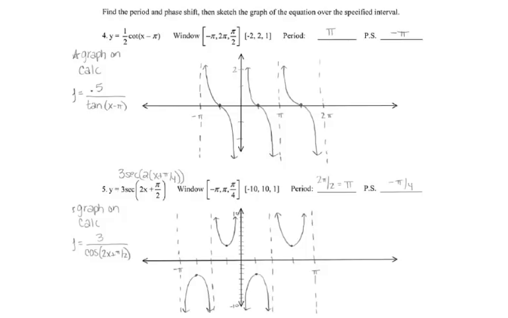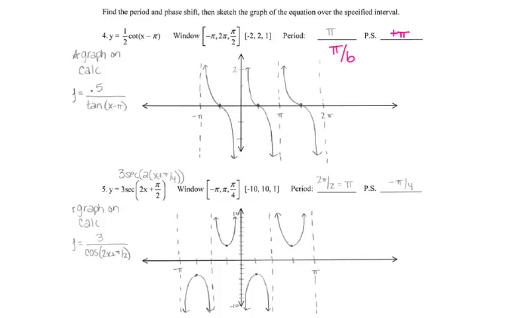For 4 and 5, you're graphing on the calculator again. It's just that you're graphing the inverse trig functions. Same thing with the windows, x min, x max, x scale, y min, y max, y scale. The difference with tangent and cotangent versus sine and cosine is the period. So instead of it being 2π over b, it's π over b. Finding the phase shift is the same. This should actually be a positive π, not a negative π.